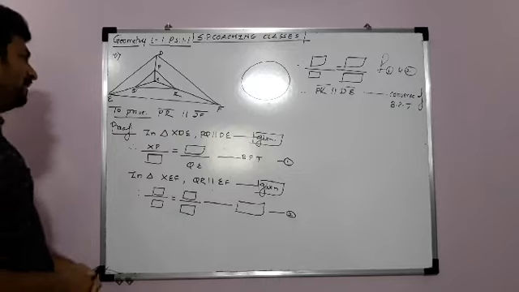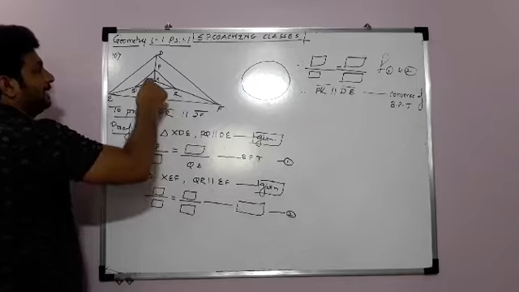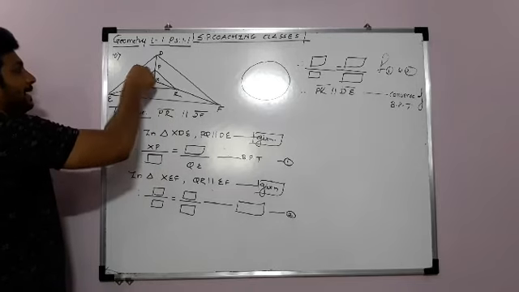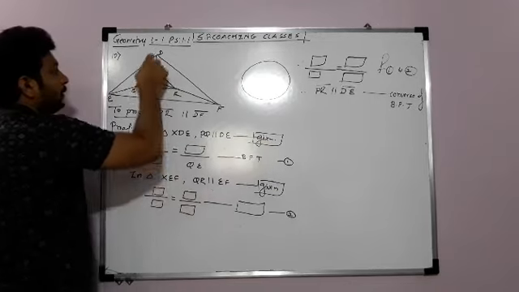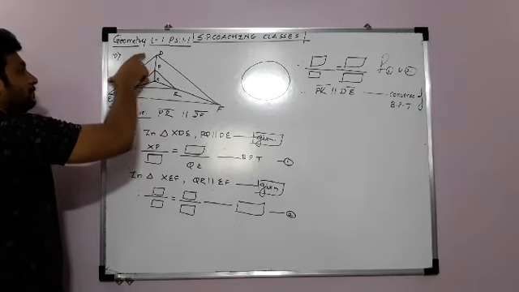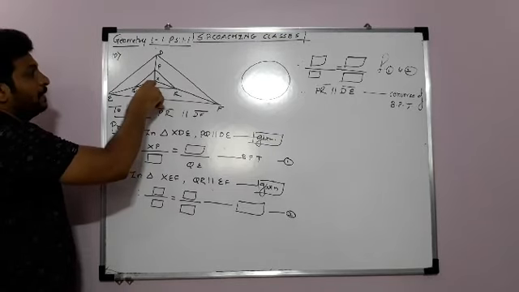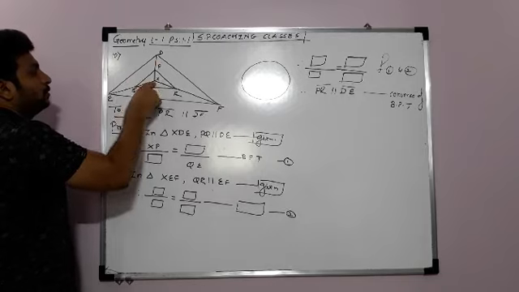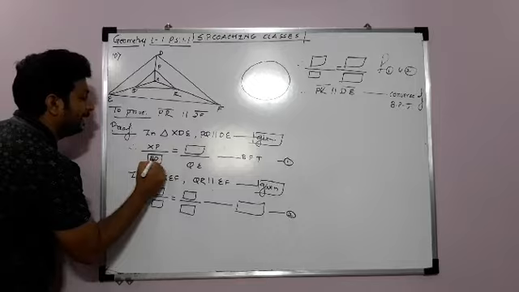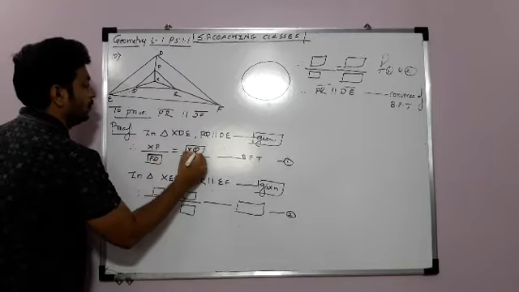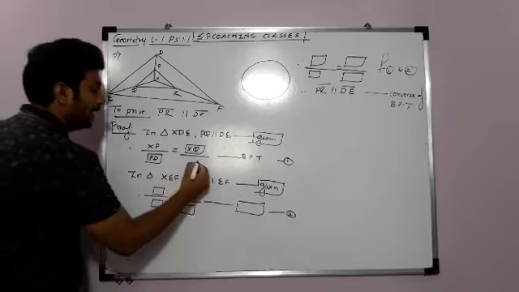And guys, it is very easy. Simply we are using the BPT theorem here. Now guys, just see in triangle DXE, PQ is parallel to DE. Given. Got it? Then simply we will apply the BPT theorem. So as per the BPT theorem, XP upon PD is equal to XQ upon QE. Got it guys? Reason: basic proportionality theorem.